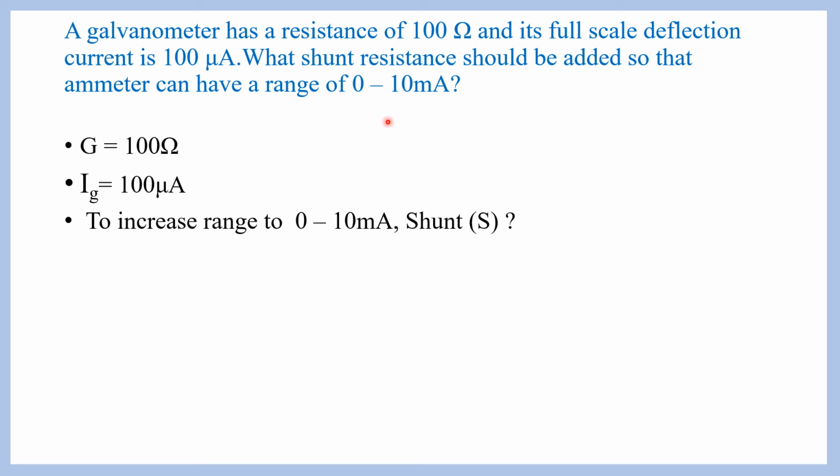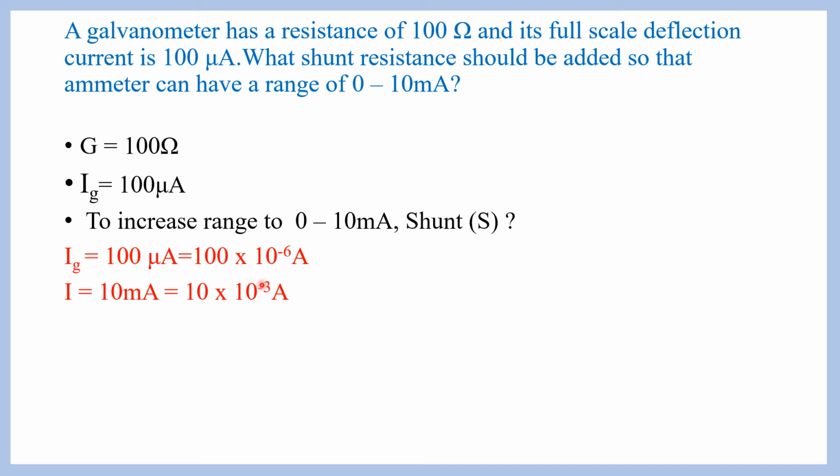Now we want to change this galvanometer into an ammeter which reads a maximum of 10 milliampere. So we have to increase the range from 0 to 10 milliampere. That is, initially it was reading only 100 microampere. Now we want to read a current of 10 milliampere. So we want to find out the shunt. That is the question.